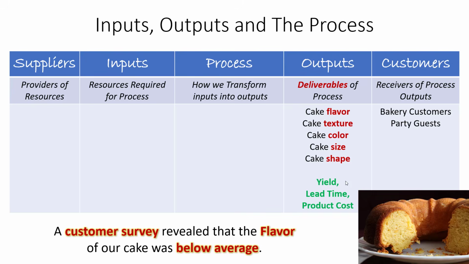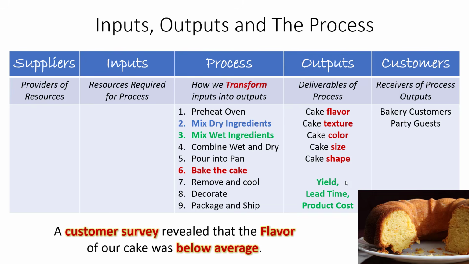If somebody calls you up expecting to pay $20 and you quote them $200, they're going to take their business elsewhere. And so things like cost and yield and lead time are also outputs of your process that you could optimize for in an experiment. But of course, today we're focused on flavor.